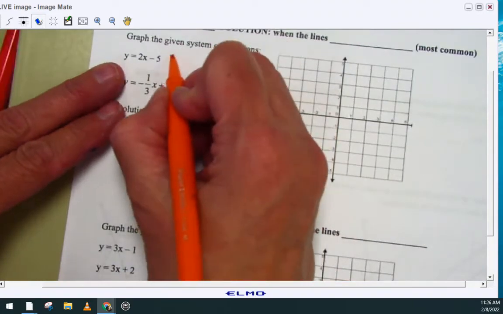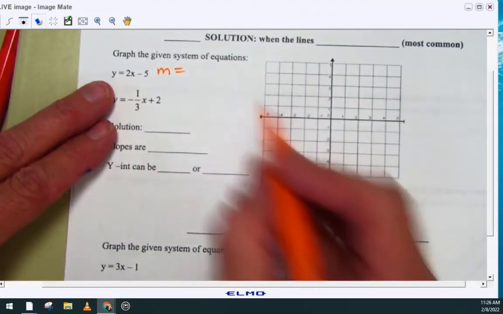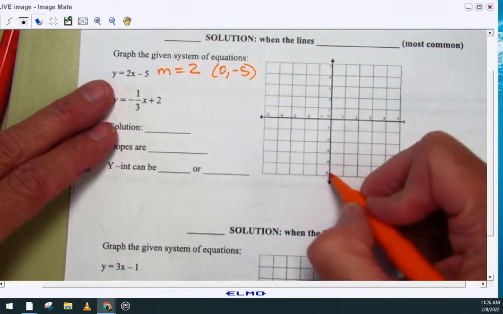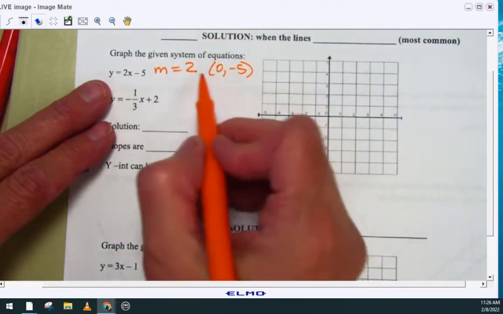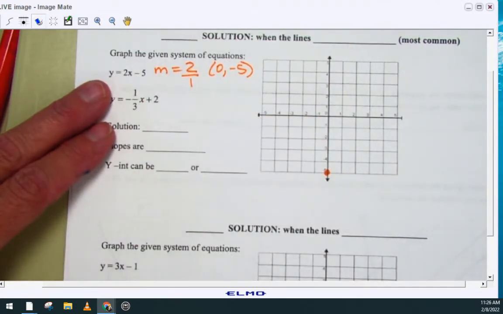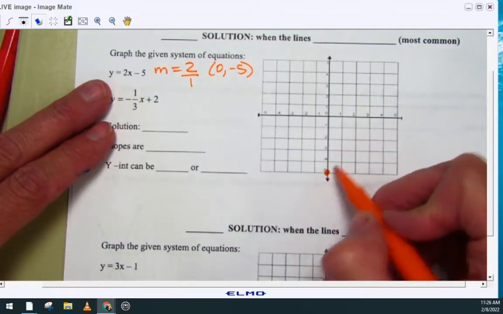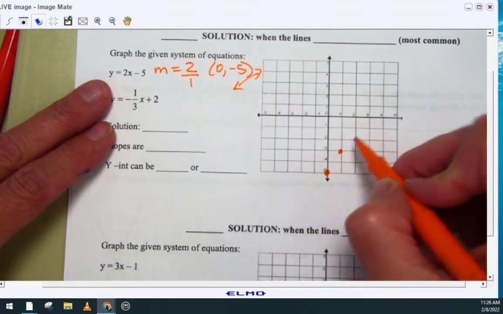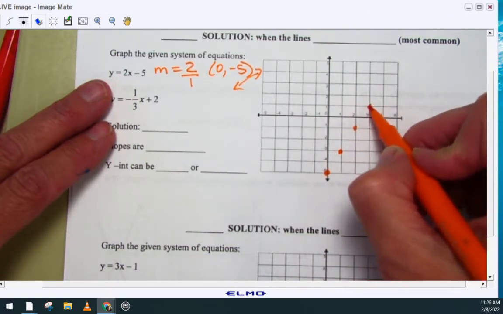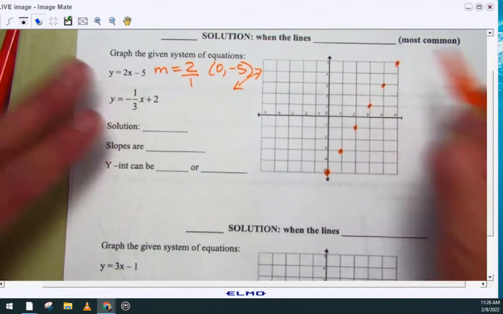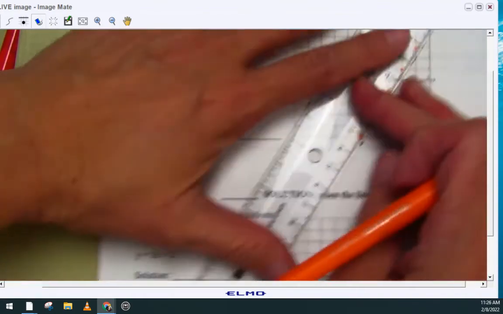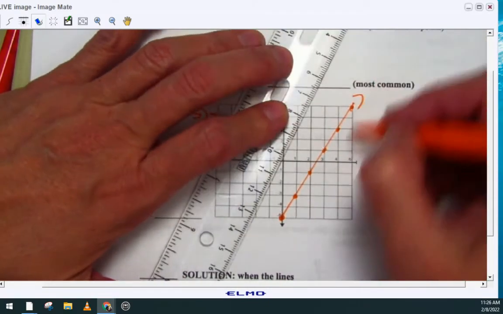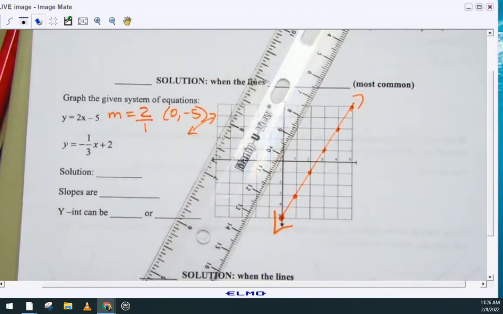For my first one, my slope is the number sitting in front of x, so that's 2. My y-intercept is (0, -5), so I go to (0, -5). Remember, slope has to be rise over run, or the height over the width. It's positive, so it's going this direction. So I go up 2 over 1, up 2 over 1, and I draw a line. And we have arrows on both ends.